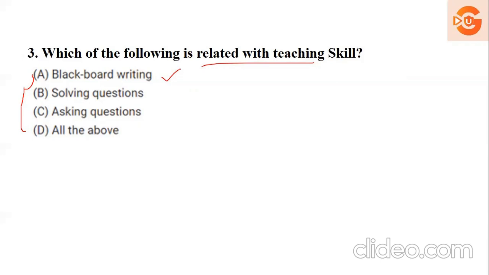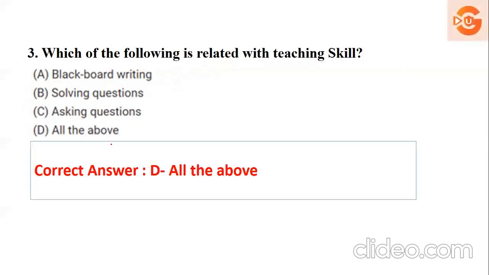Solving the questions, it means whatever doubts or questions a student comes up with, it is a skill of a teacher to solve those questions. Asking the questions in order to make your class interactive or in order to make your students speak, it is very important that the teacher should have a skill of asking the question. So if you see, all the above are related to what? They are related to teaching skills. So whether it is Blackboard writing, solving questions, or asking questions, the perfect skill is needed for this. So the option for this is option number D, all the above.